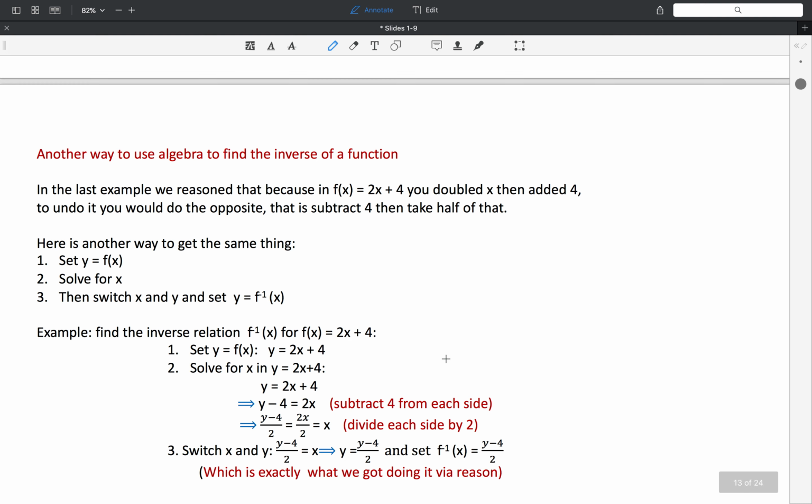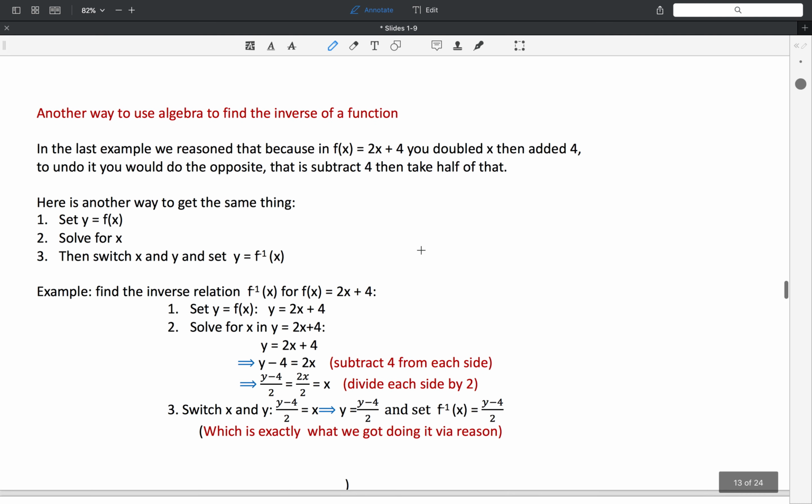Okay. So I'm going to use another way to use algebra, and I'm going to go through a procedure, and we're going to test it out on this thing. So here's the thing. You set y equal to f of x, you solve for x, and then you switch x and y to set up y equal to f inverse of x. That's because whenever we deal with a function, we want to always have x as the input.